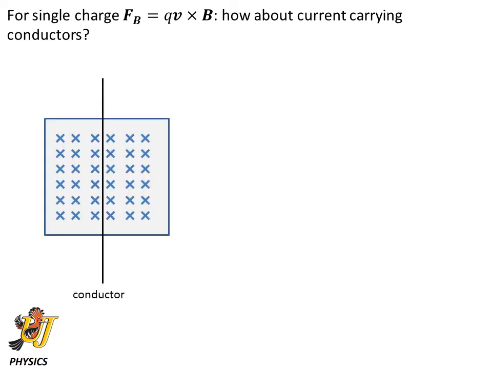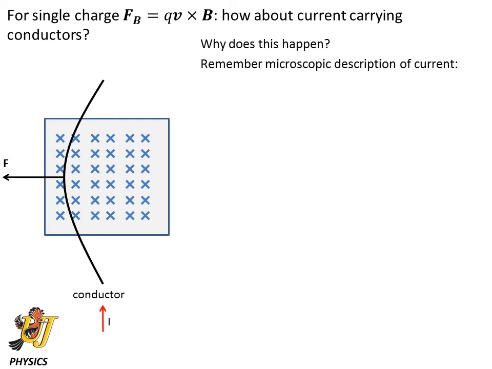Experimentally, we find if we place a conductor in a region of uniform magnetic field and we drive a current through the conductor, it deforms as if being pulled by a force to one side. If we reverse the direction of the current, we find that the conductor is deformed as if being pulled to the opposite side, which implies that there must be a force acting on a conductor carrying a current.